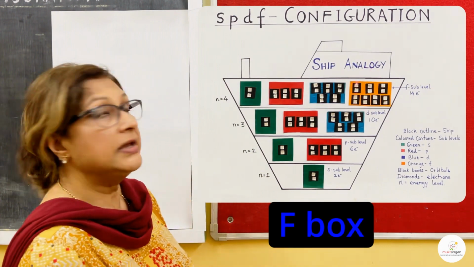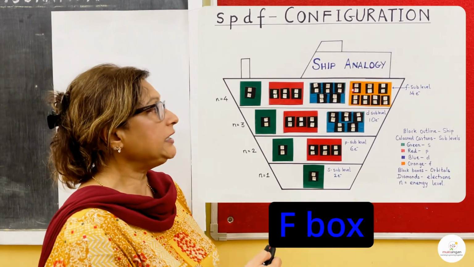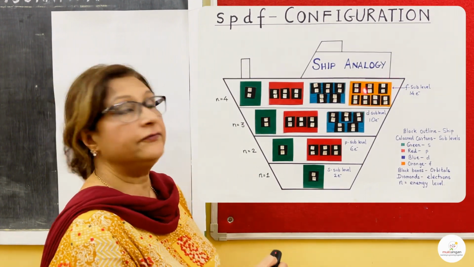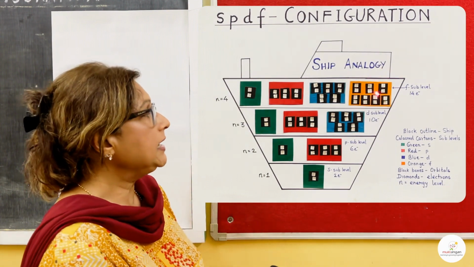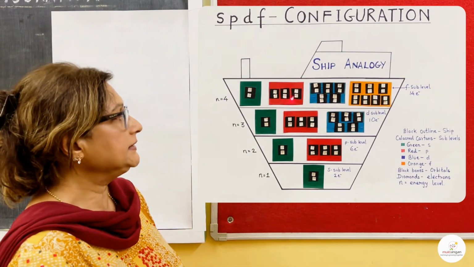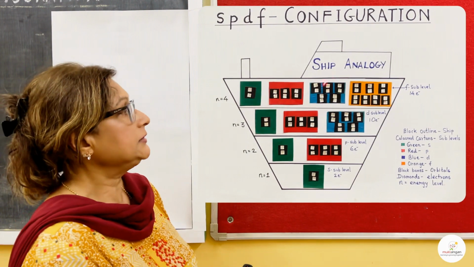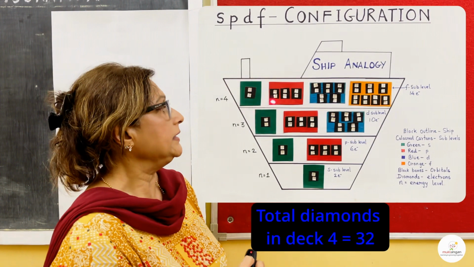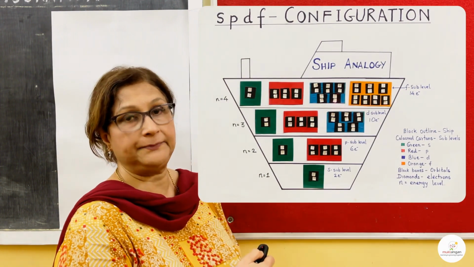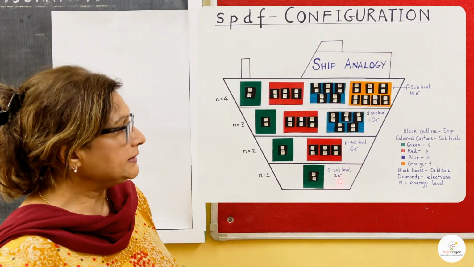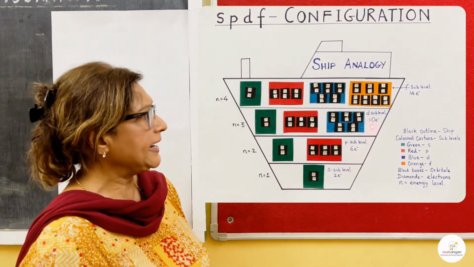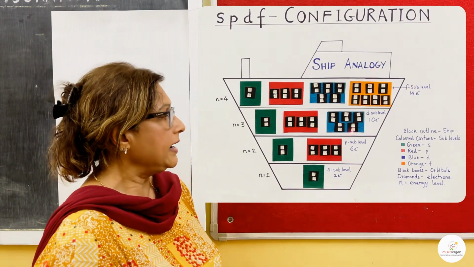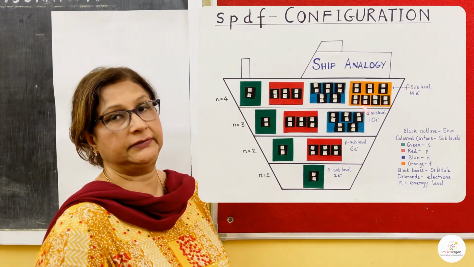Now F box has 7 black boxes inside, each holding 2 diamonds. So that is a total of 14 diamonds. So 14 plus 10 plus 6 plus 2, that is a total of 32 diamonds can be stored in the 4th deck. That is the top deck. So again, 2 diamonds, 8 diamonds, 18 diamonds and 32 diamonds in all can be shipped through this.